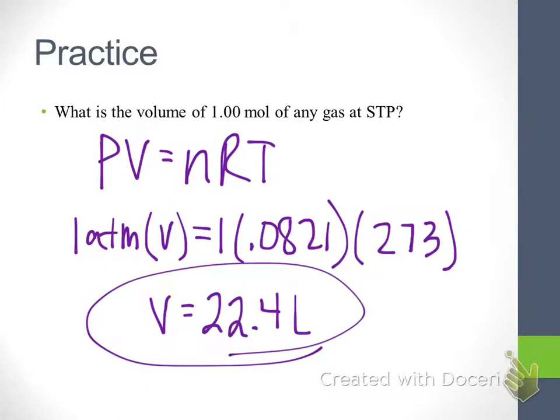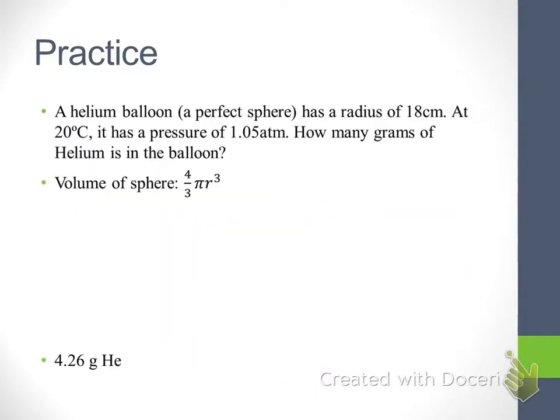Does that number ring a bell? Yes. 22.4 liters. What's that called? What's that principle that we just solved for? It's Avogadro's principle. It really is. Avogadro's principle.